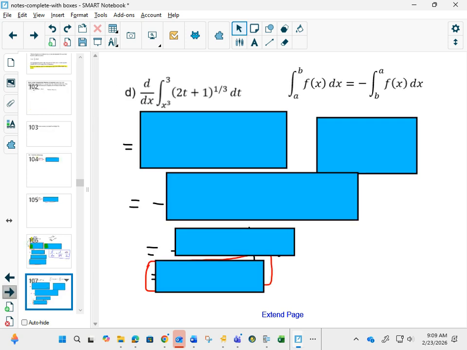So let's look at our next example here. Ooh, I've got some issues. I've got the x on the bottom. And in fact, it's an x cubed on the bottom, so I'm going to have to do some substitutions.